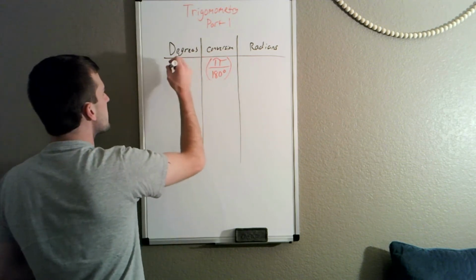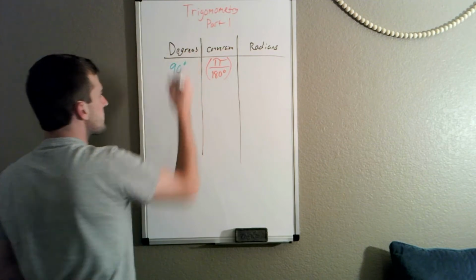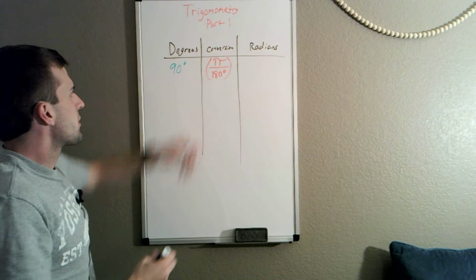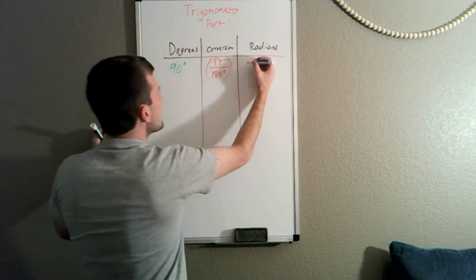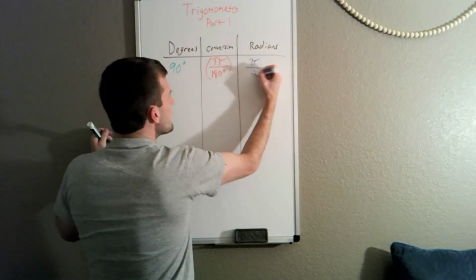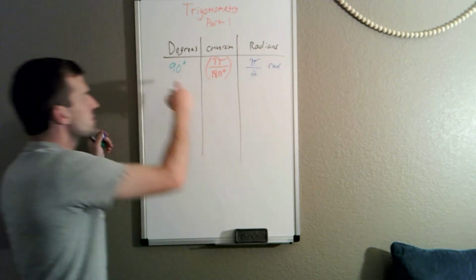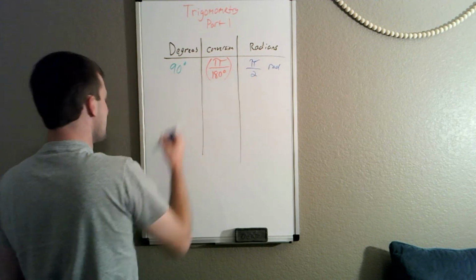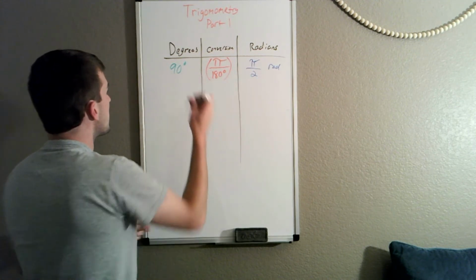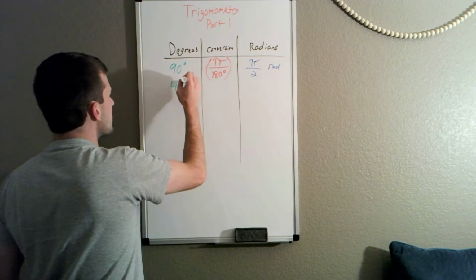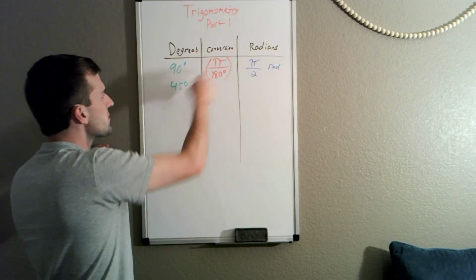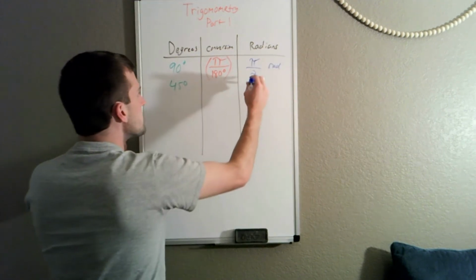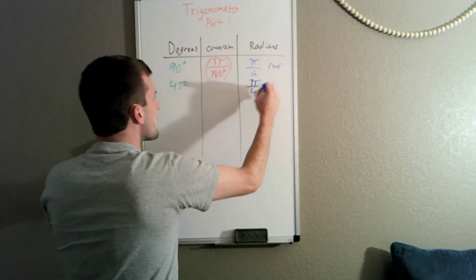So let's start with 90 degrees. 90 degrees times pi divided by 180 is going to equal pi over 2 radians. And that's because 90 goes into 180 2 times, and it's in the denominator. So what if we have 45 degrees? 45 degrees times pi divided by 180 is going to equal pi over 4 radians.